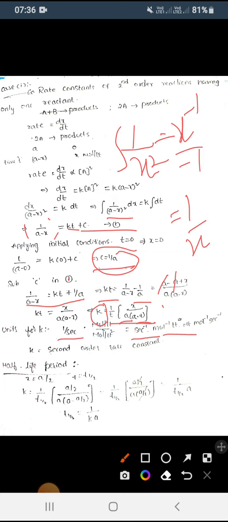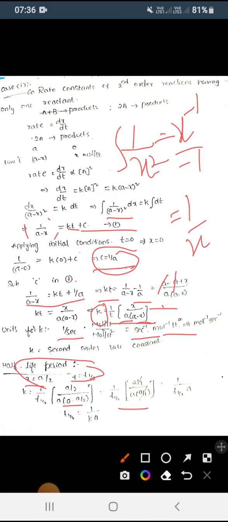Now let us find the half-life period. If we take x is equal to a by 2 and t is equal to t half, then what equation are we getting? Substitute these two values in this equation. Then k is equal to 1 by t half into (a by 2) by a into (a minus a by 2). So we get 1 by t half into a by 2 into (2a minus a) by 2, where a by 2 will get cancelled. Then 1 by t half into a.